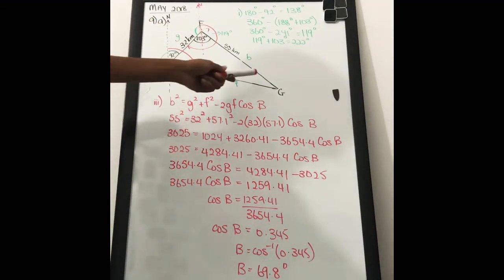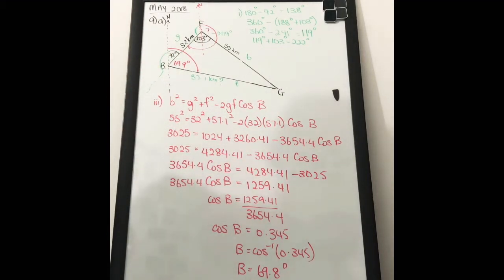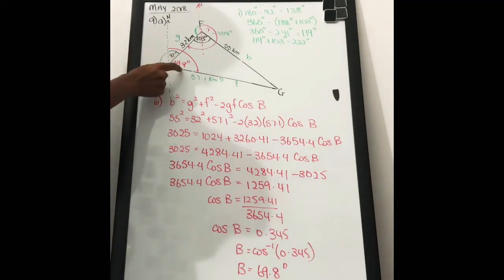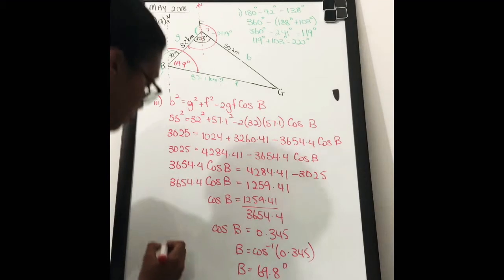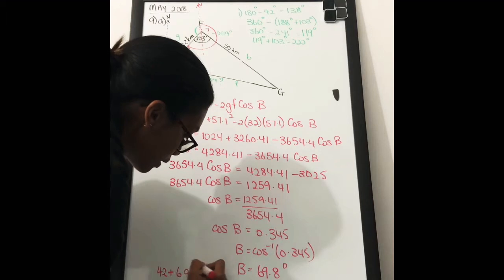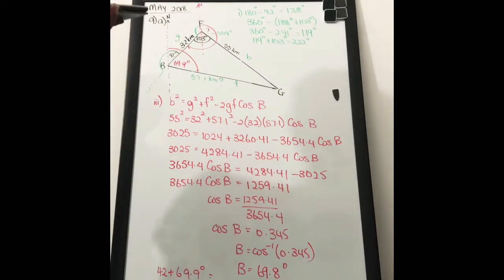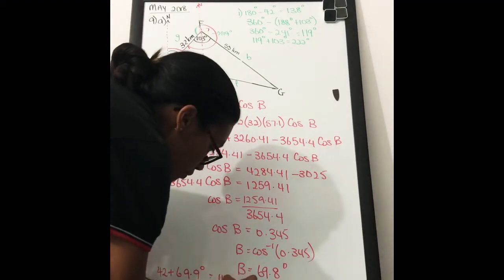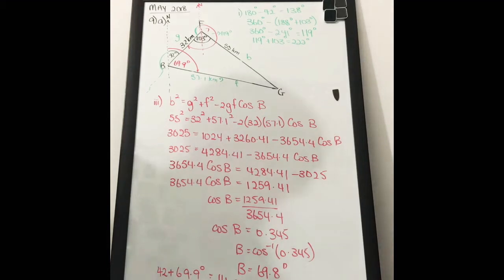So the last part was to determine the bearing of G from B, right? So basically all we're doing is adding the 42 plus the 69.9. So 42 plus 69.9 would give us 111.9, and this here is our bearing of G from B. Okay, all right, so I hope you all understand this question. Just look back at it again and go through.